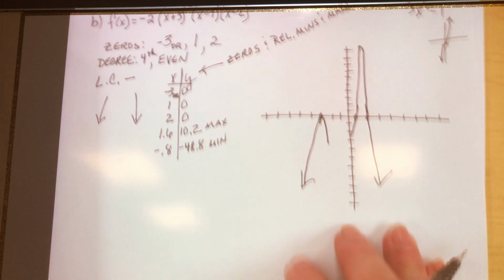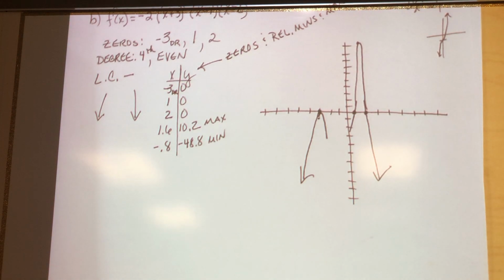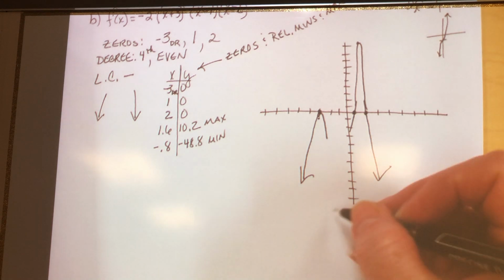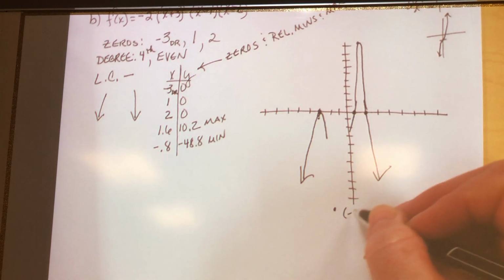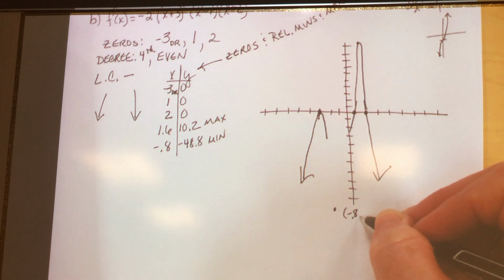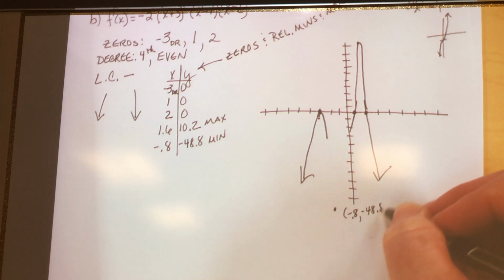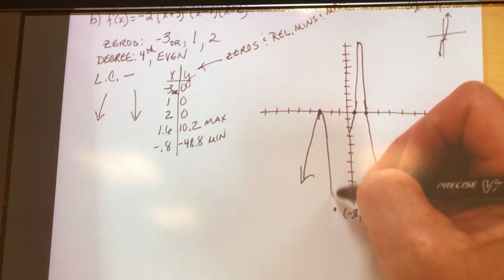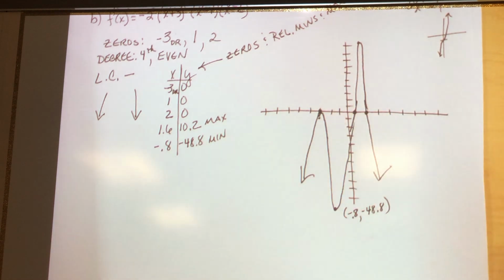Now, watch what I'm going to do over here. Do I want to make 48 tick marks? No, people. Just pop him down here and say, hey, Miss Davis, this is -0.8 and -48.8. And go, it's way off my graph, so there you go. Anybody got a question?